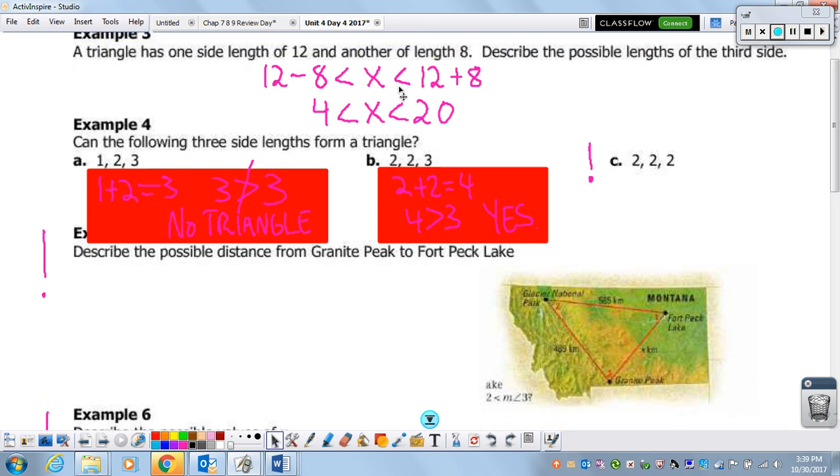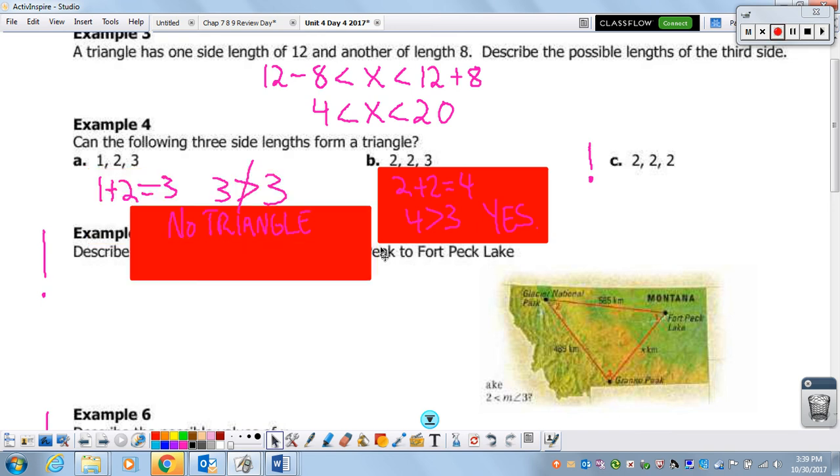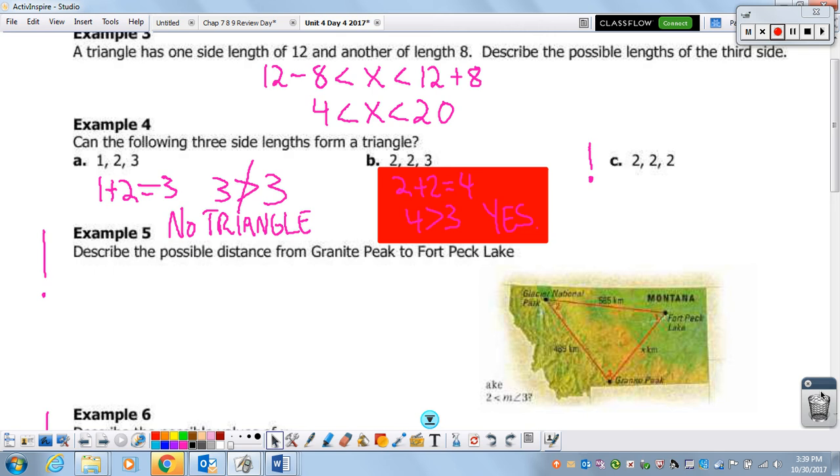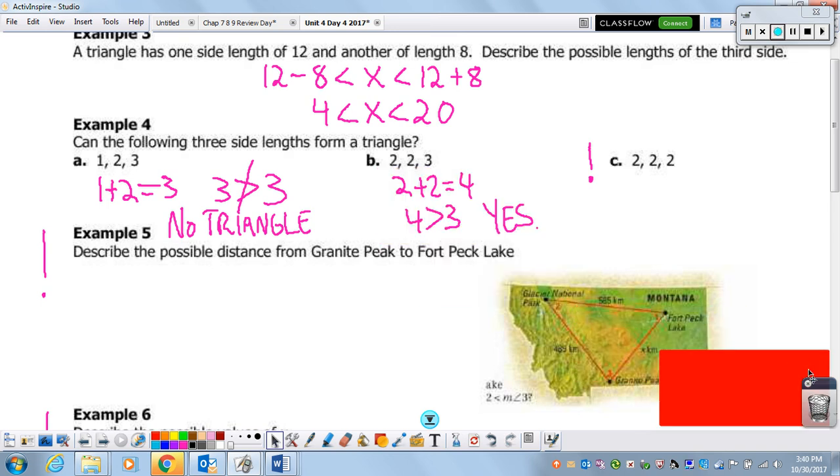To put the triangle inequality theorem to the test, can the following three side lengths form triangles? So first we've got side lengths of 1, 2, 3. So 1 plus 2, since those are the two smaller sides, equals 3. 3 is not greater than 3. So we cannot form a triangle. Number 2, we have 2, 2, and 3. You may notice something since these two are the same, but we'll get to that later. But 2 plus 2 equals 4. 4 is greater than 3, so we can make a triangle.